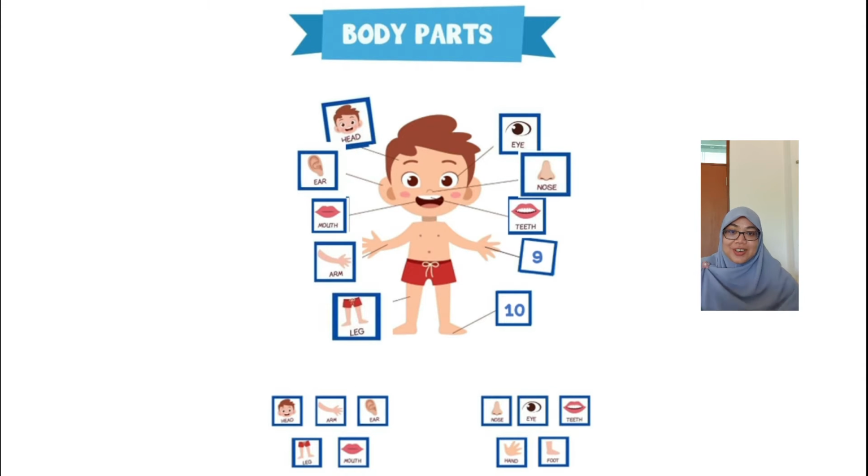And the next is your hands with 5 fingers. And the last one is your foot. Yay! These are the 10 parts of our body that I asked you to do yesterday.